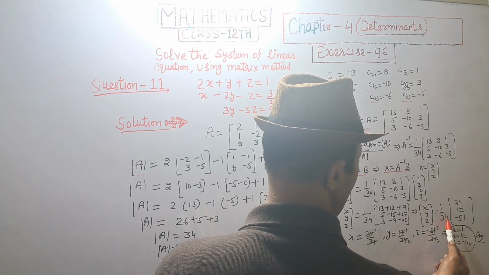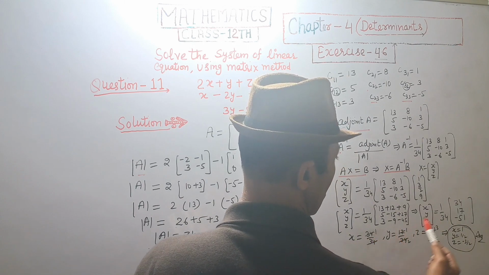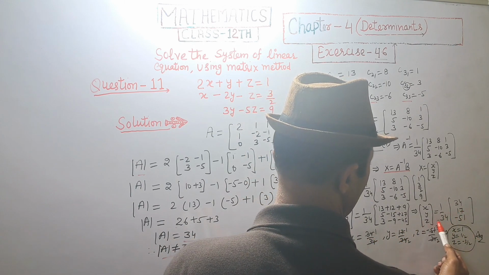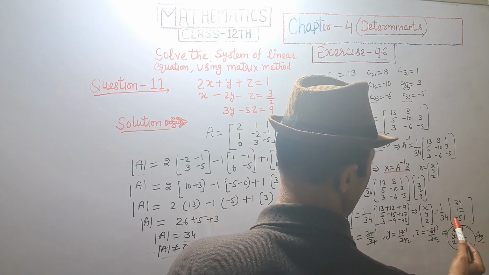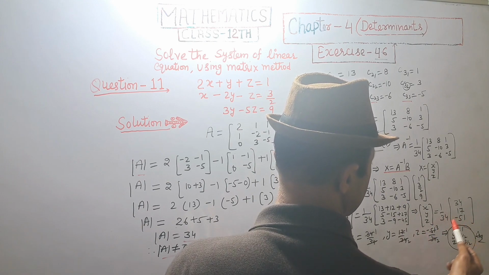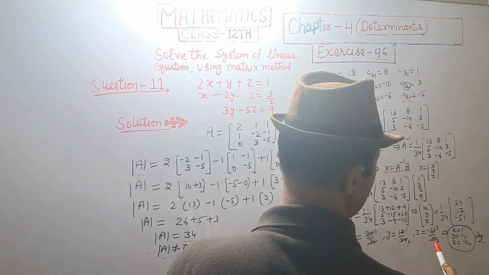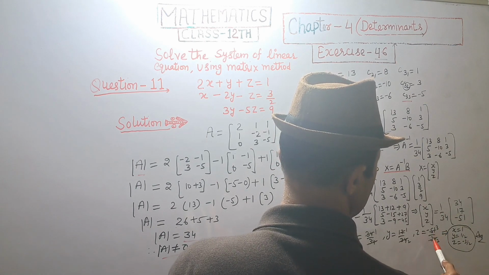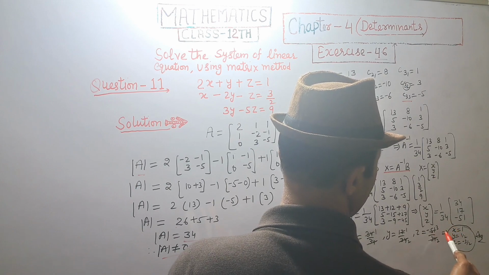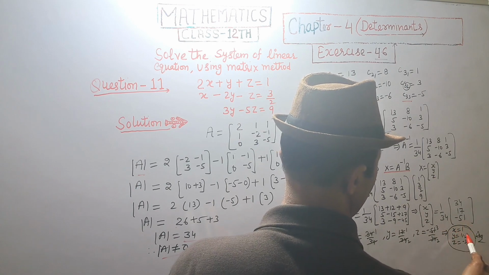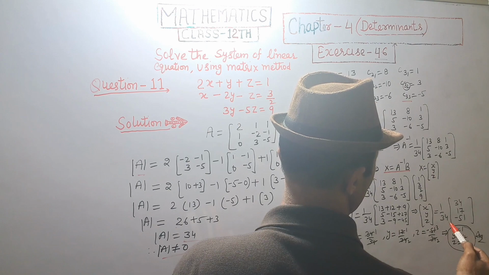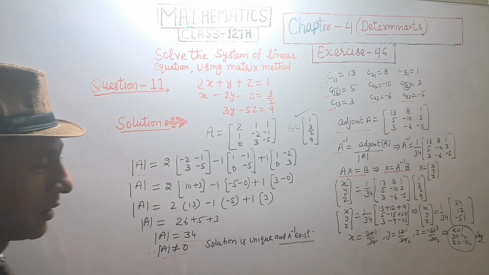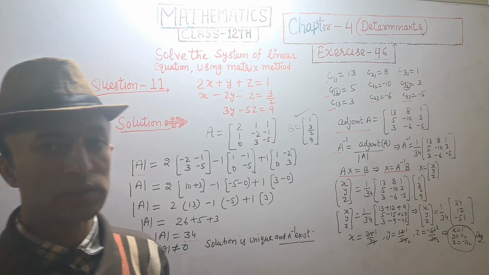X is equal to 34 upon 34, that is 1, y is equal to 17 upon 34, that is 1 upon 2, and z is equal to minus 51 upon 34. 17 3s are 51 and 17 2s are 34. We get the value of x is 1, y is 1 upon 2, z is minus 3 upon 2. Answer.